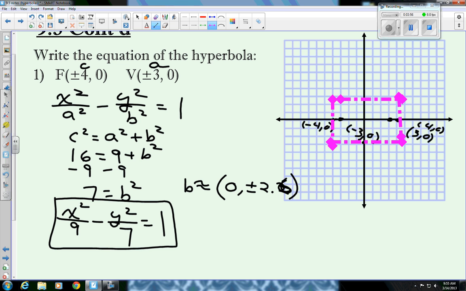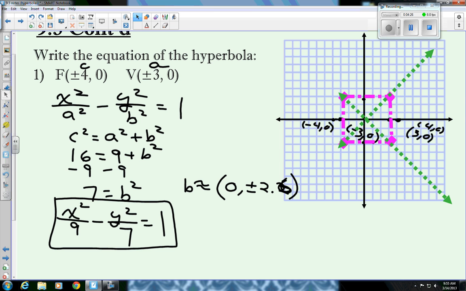Well, we'll use the green next. Open. I put that in the wrong place. This. This. Not up. Okay, so there's my box. Draw my asymptotes and extend them.